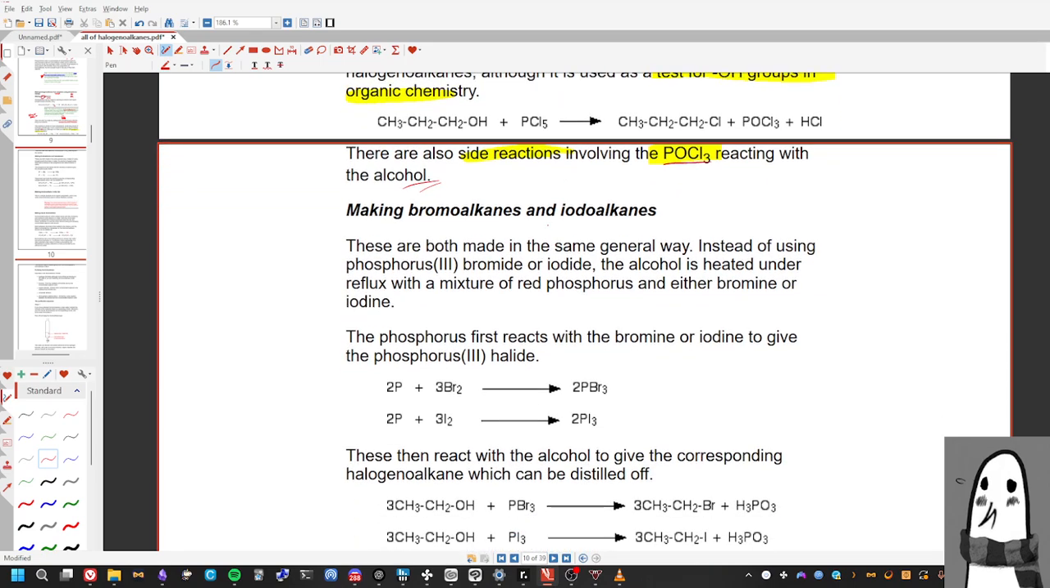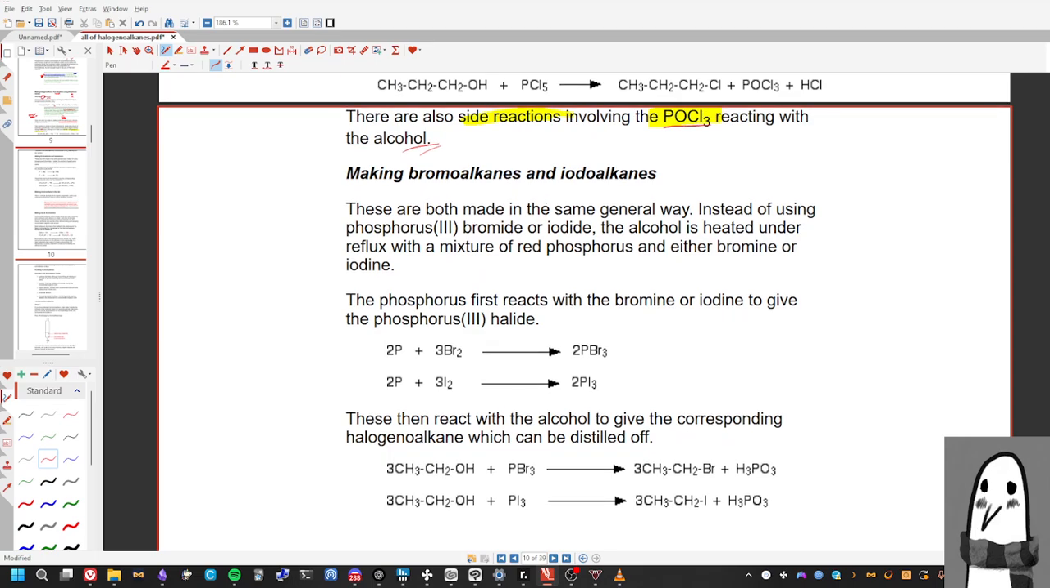Making bromoalkanes and iodoalkanes, again using phosphorus halides. Now we want to be thinking about bromo and iodo, bromine and iodine reacting with alcohol. These are both made in the same general way. Instead of using phosphorus chloride as in the previous case, the alcohol is heated under reflux with a mixture of red phosphorus and either bromine or iodine.